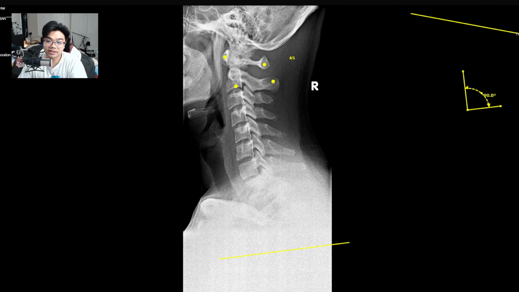Hey guys, it's Dr. Dai, and today we're trying to figure out what my exact atlas listing is. And yes, these are my x-rays, and we're trying to record this all in one go.